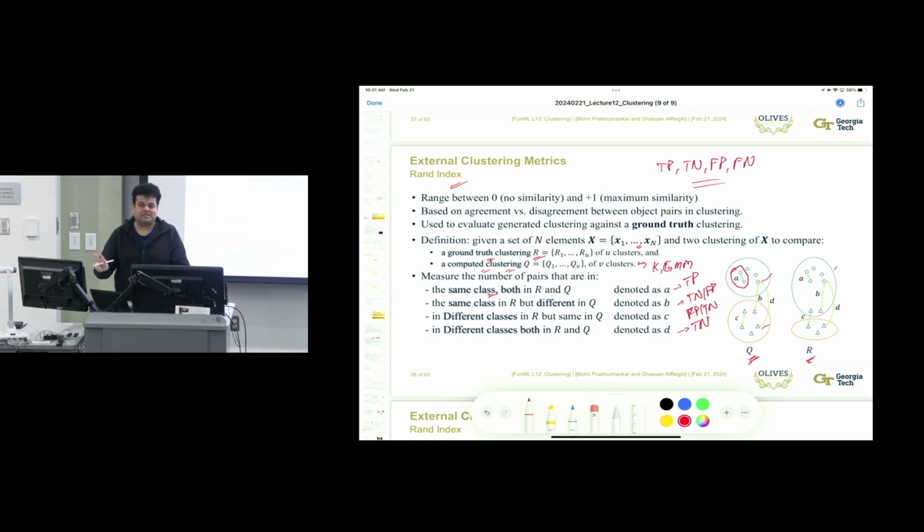So these don't match together. That belongs in the second category here. The different classes in R but same in Q, right? Which in this case is C. So these 2 things are in different classes in R, but when you look at Q clustering, it is the same thing. So these are 4 different indices, which you can think of again as TP, TN, FP, FN.